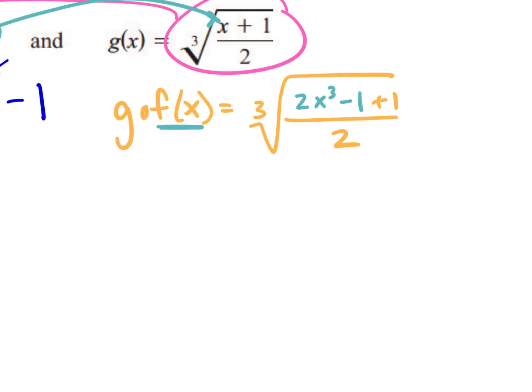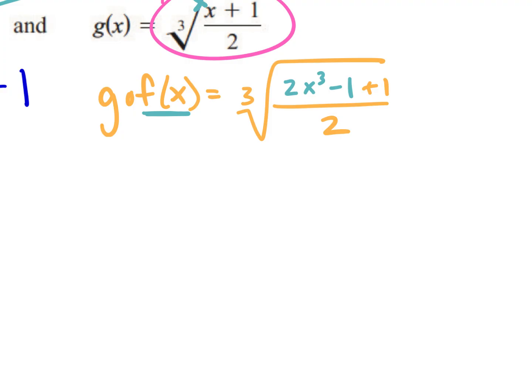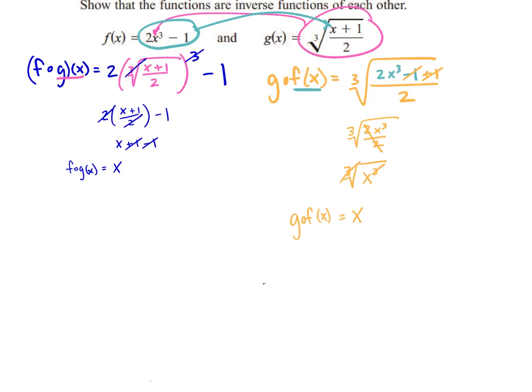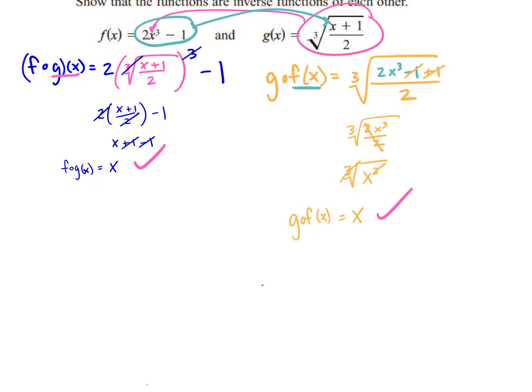Now let's see if things will cancel here. What will cancel first? The 1's. -1 plus 1 will cancel. So you have the cubed root of 2x cubed over 2. What cancels next? The 2's. When we multiply and divide by 2, those cancel each other out. So the cubed root of x cubed, and the cubed root and the cubed will cancel. So we're just left with x. So g of f of x equals x. So because both of these equal x, we can say, yes, they are inverses.